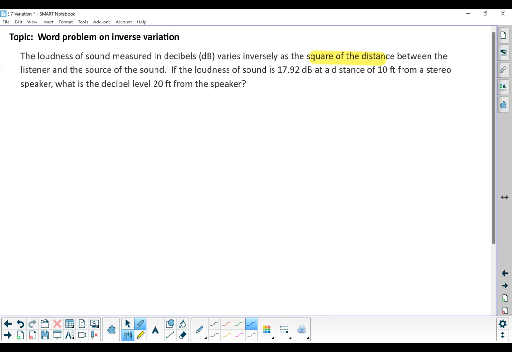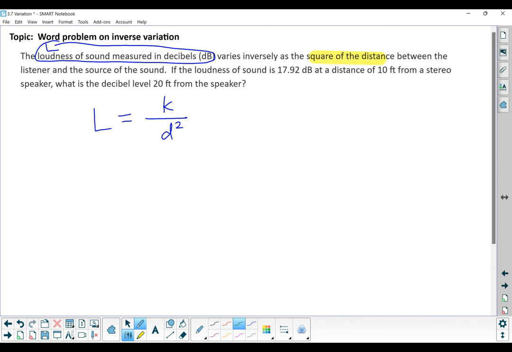So our base equation, the loudness, so I'm going to use L, the loudness varies inversely, so that's K over, and the thing that it varies inversely with is the square of the distance, so distance squared between the listener and the source. Okay, so we've got our base equation set up.